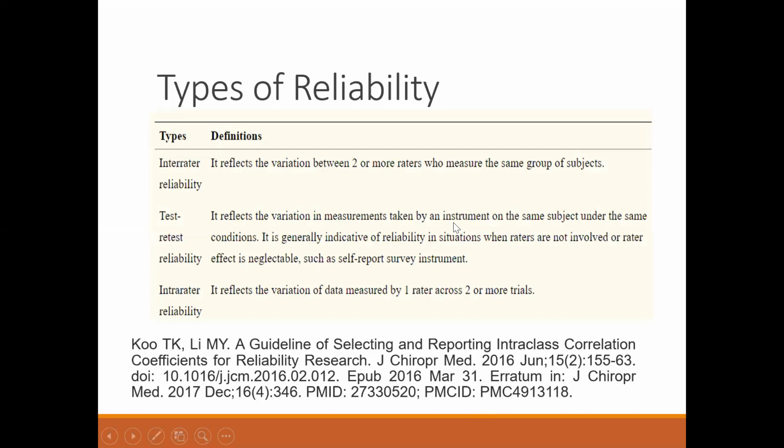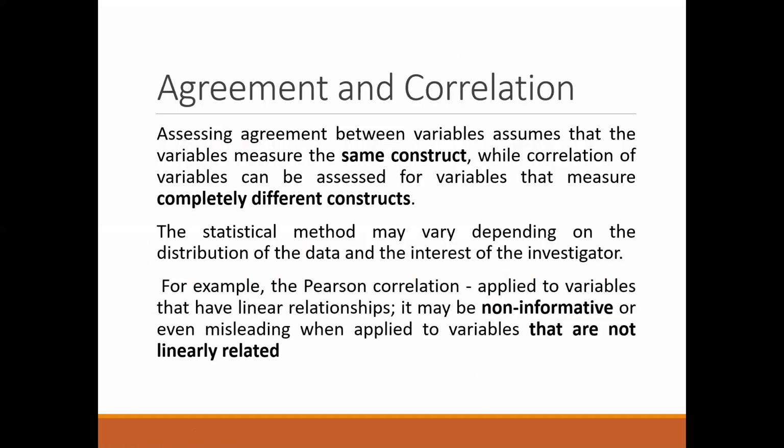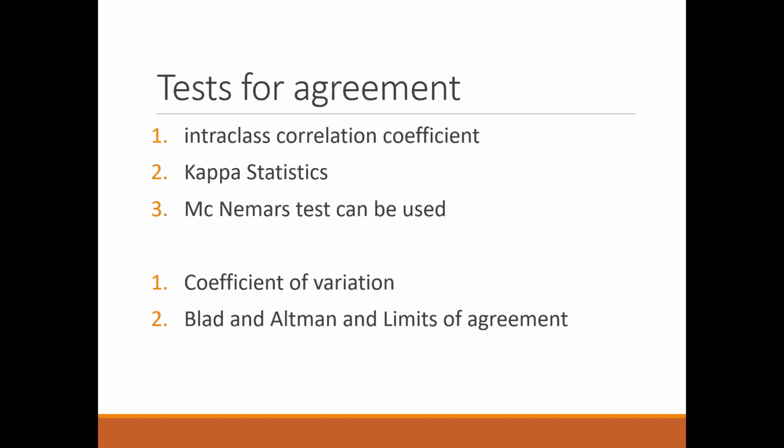There's a difference between agreement and correlation, as I think by now you would have understood. They are not the same. For agreement we use the same construct, whereas for correlation it is two different variables, two independent constructs that we are correlating. Then the statistical methods also vary. For example, when we want to find the correlation, we use Pearson's correlation, whereas for agreement there are different methods to test it.